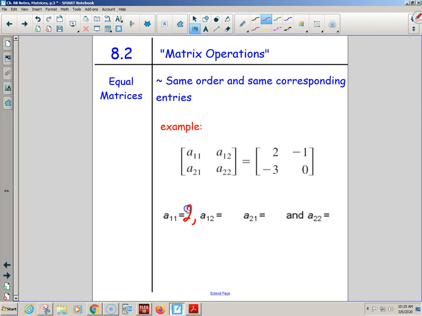For these to be the same, he has to be 2, and A12 has to be -1, and A21 has to be -3. And how would you guys finish this off? A22? Yeah, it's just naming them.